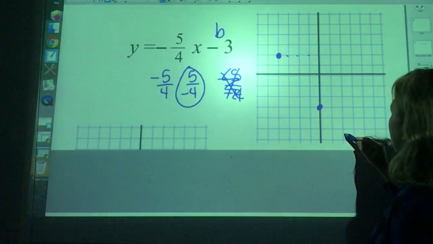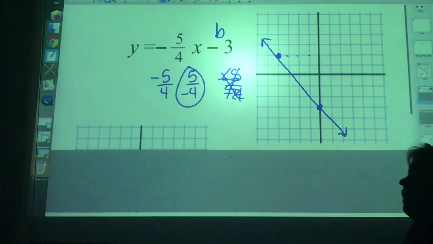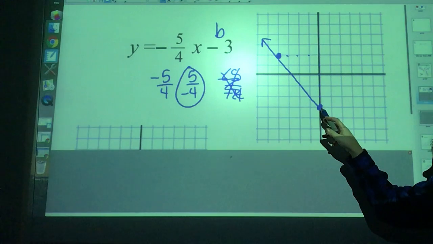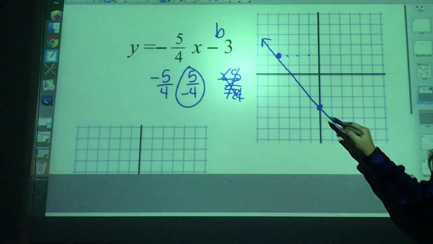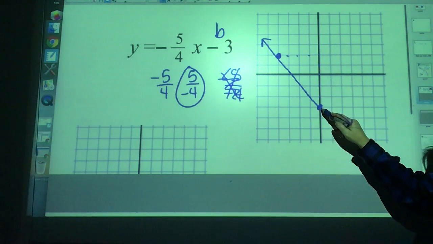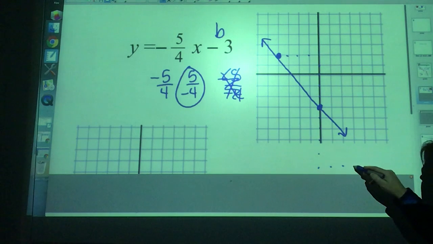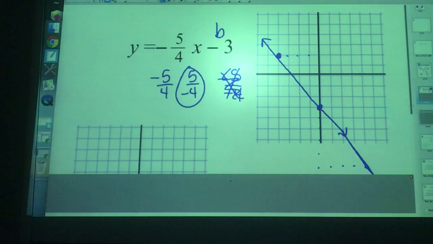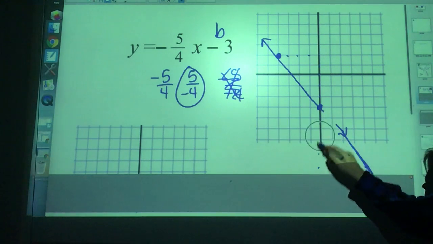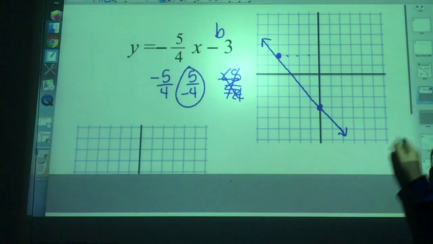If I go up 5 and left 4, there's my nice downhill slope, started at -3, went up 5, left 4. If I did have some room to check this, down 1, 2, 3, 4, 5, over 1, 2, 3, 4, it looks like it probably would have run into it. It just would have been so far off the graph that there's no point in doing it that direction. We should do it up and to the left.